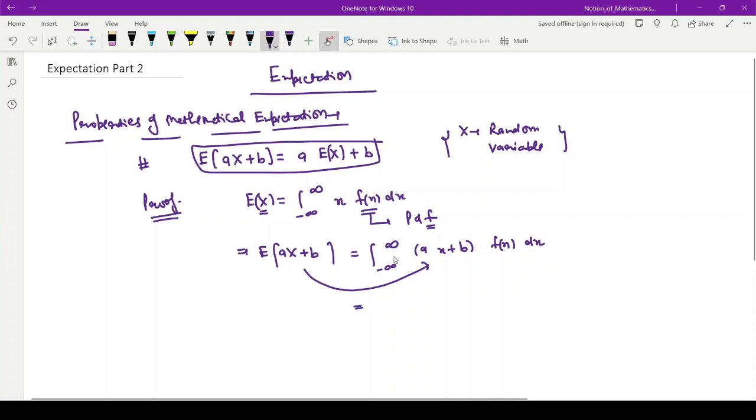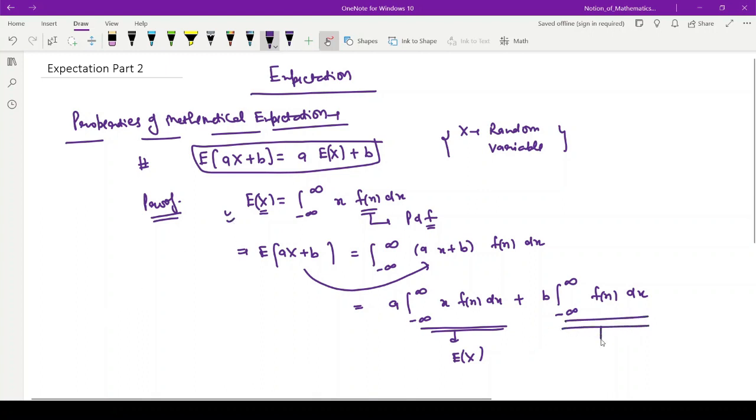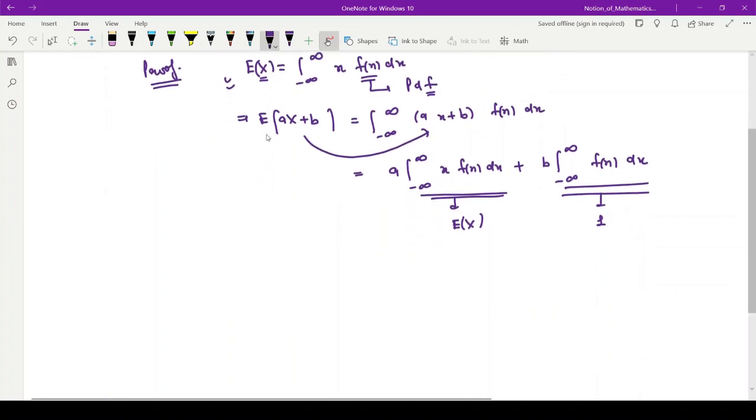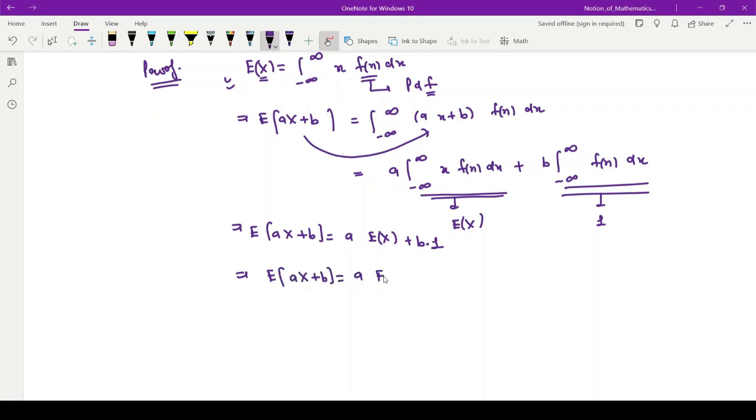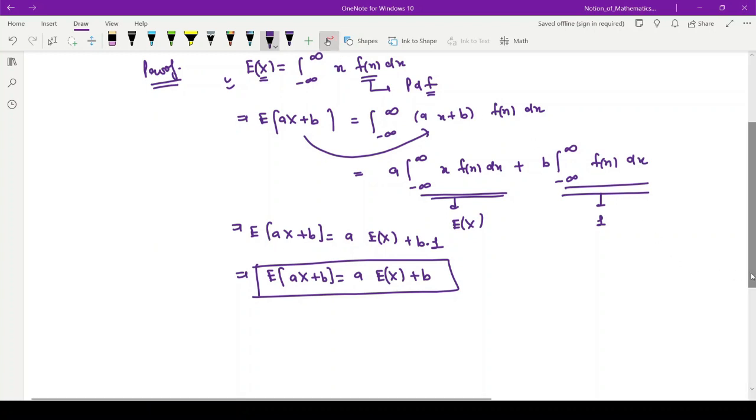As we know, integration distributes over this summation term. So it is a times the integral from minus infinity to infinity of x fx dx, plus b times the integral from minus infinity to infinity of fx dx. This first term is just the expectation of x as per this formula, and this second term is the total probability. So I can write expectation of ax plus b is a into expectation of x, plus b into 1. It means expectation of ax plus b is a into expectation of x plus b. So this is, students, our first formula, which I have proved here.